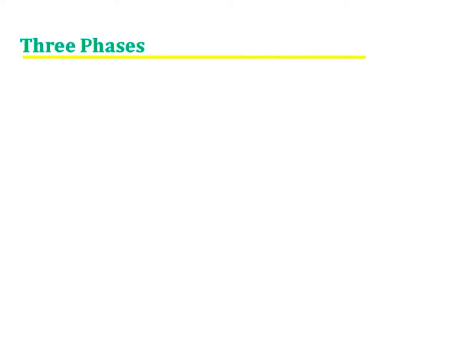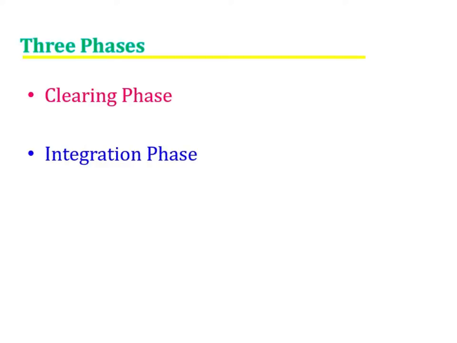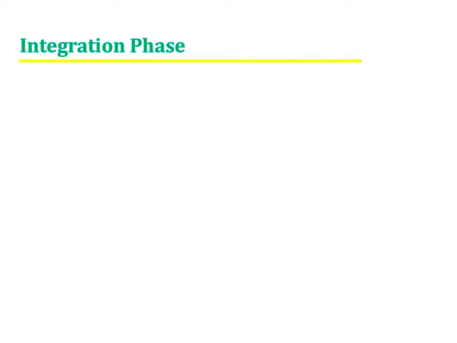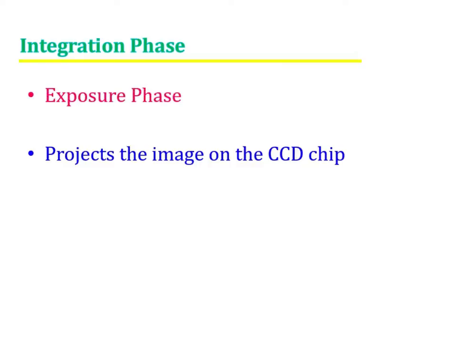So there are three phases associated with recording an image or capturing an image using a digital camera. Phase number 1 is the clearing phase. The second phase is called the integration phase. And the third phase is called the readout phase. By understanding each and every step, we will try to understand the whole concept of CCD. The first phase that we will take is the integration phase. We will take up the clearing phase at the last.